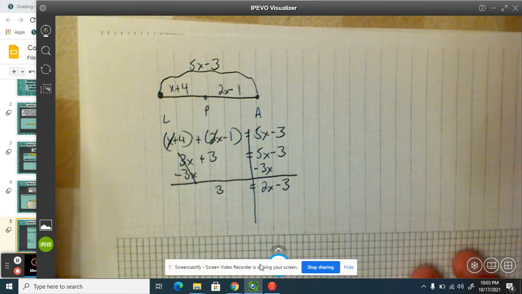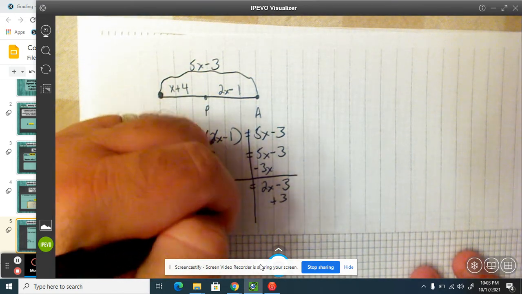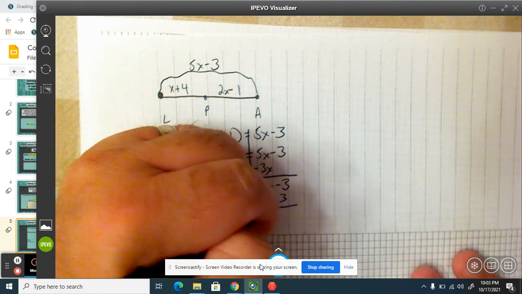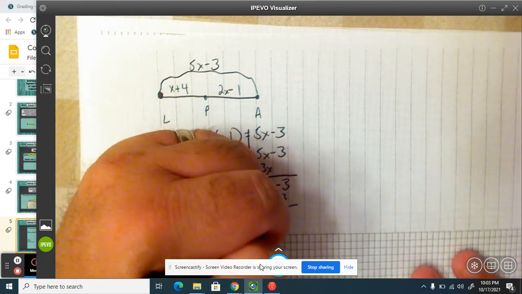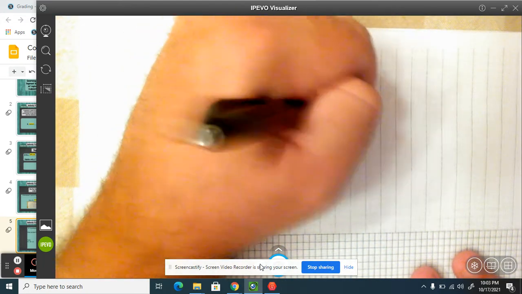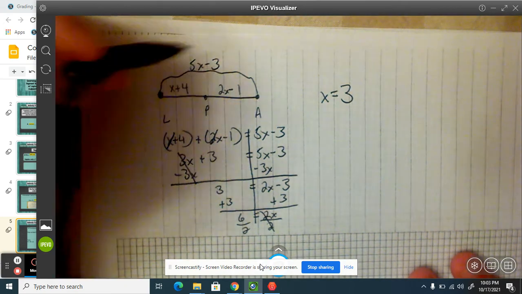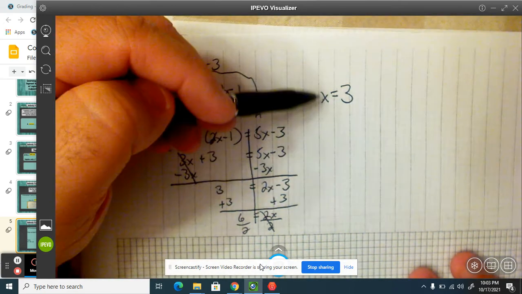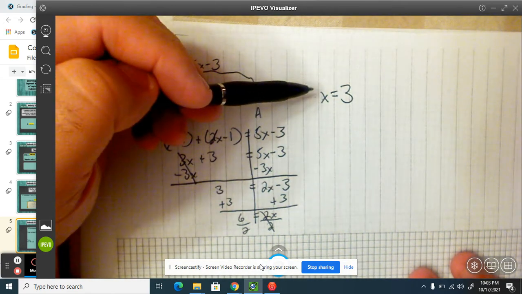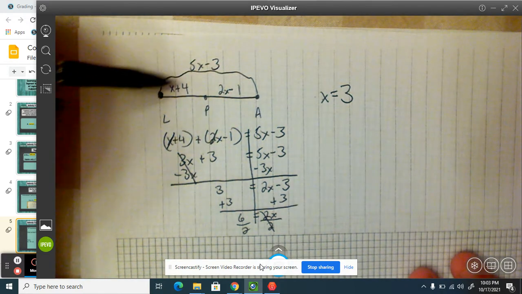And then it just becomes a regular two-step equation. Add 3 to both sides. 6 equals 2x. And then divide by 2. So x equals 3. So again, I'm looking for x. That's not my final answer, though. That's part of my final answer. The next step is, what is LA?